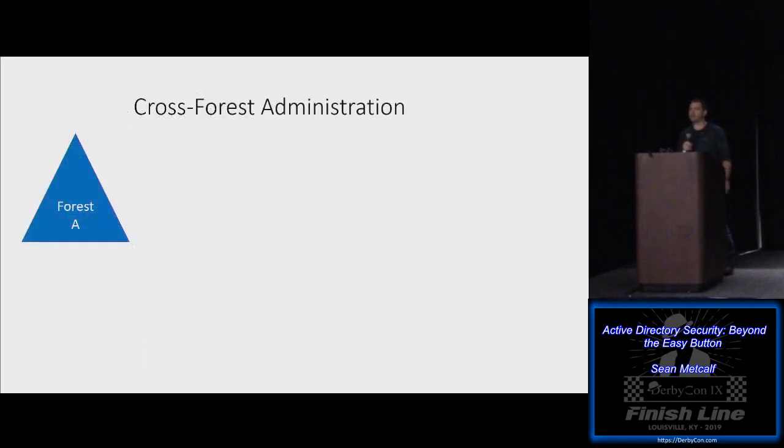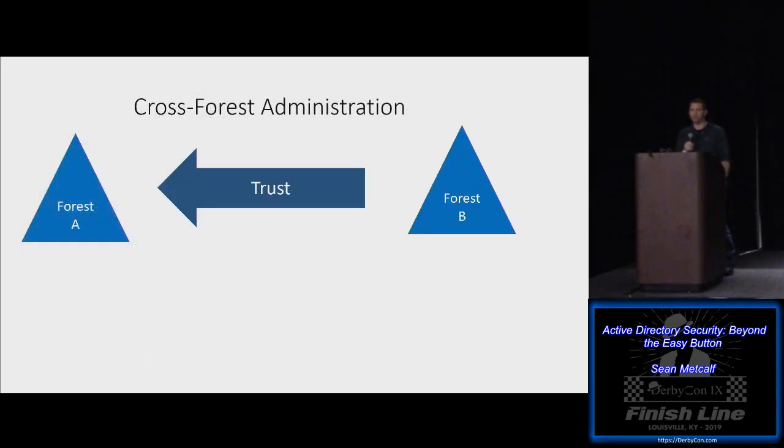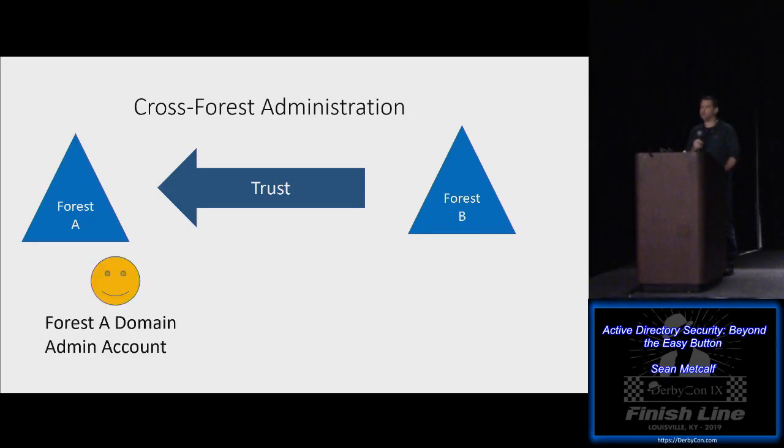The other thing I talked about last year was cross-forest administration. So Forest B trusts users in Forest A. This domain admin account in Forest A has to administer both of them. So commonly, they go ahead and have their domain admin account that's in Forest A in the Forest B admins group because that makes it easier. And Microsoft says it's okay to have a one-way trust because that's safe and it's not going to be a problem.